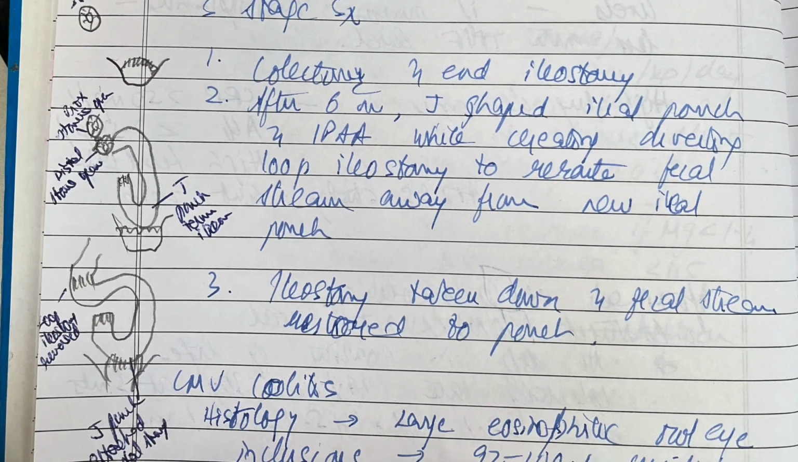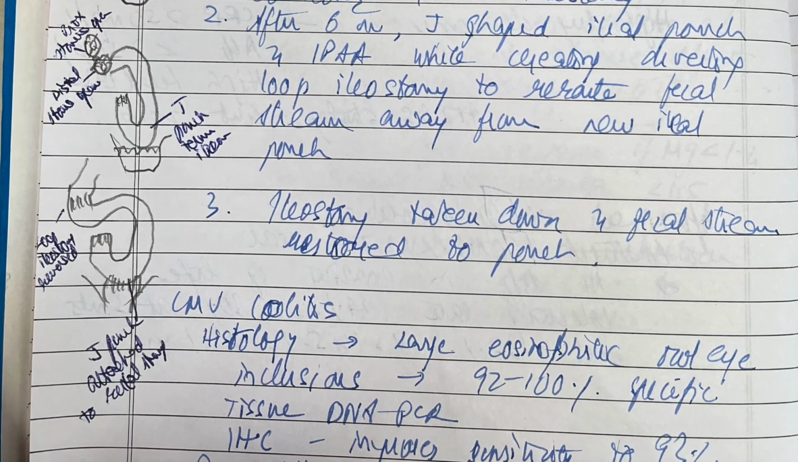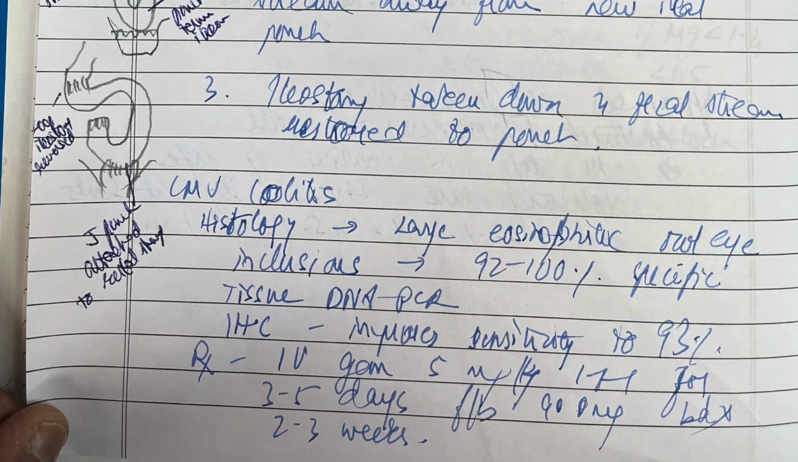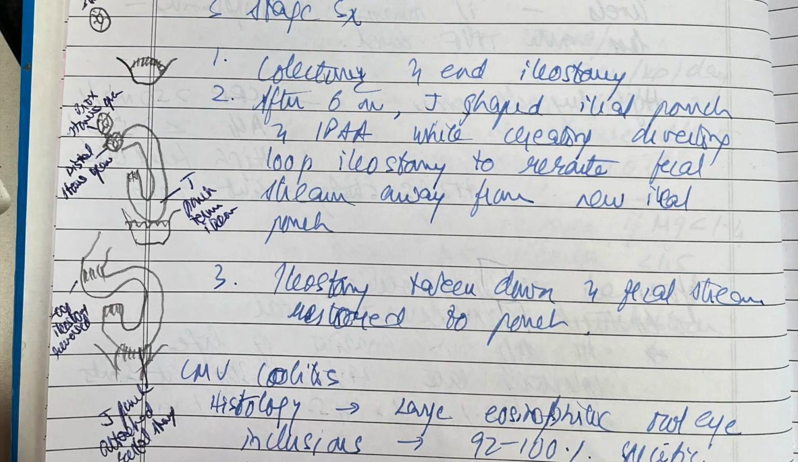We do a surgery if there is a toxic megacolon, perforation, or non-responsiveness to medical therapy. It's a 3-stage surgery. First, there is a colectomy done and an end ileostomy. After 6 months, a J-shaped ileal pouch, an IPAA, is done while creating a diversion loop ileostomy to reroute fecal stream away from the new ileal pouch. And thirdly, the ileostomy is taken down and the fecal stream is restored to the pouch.